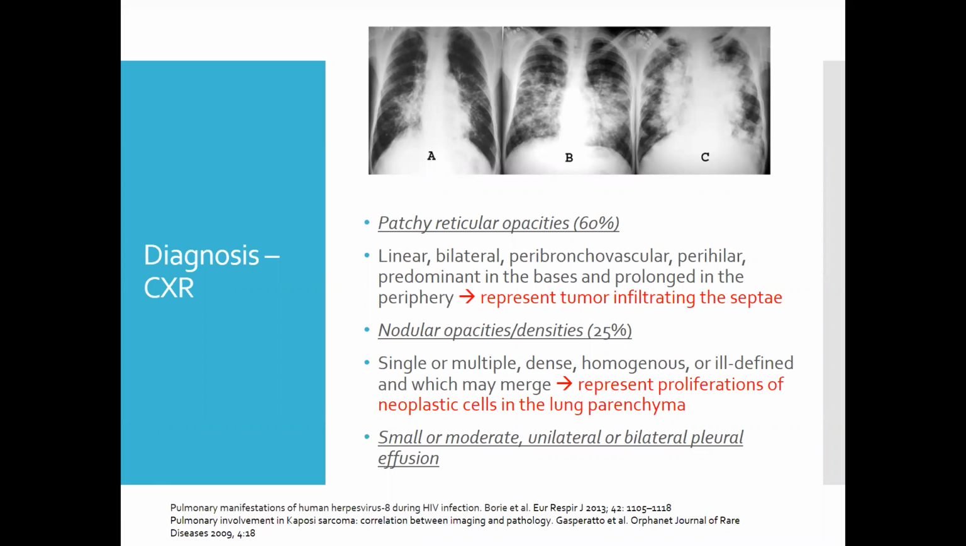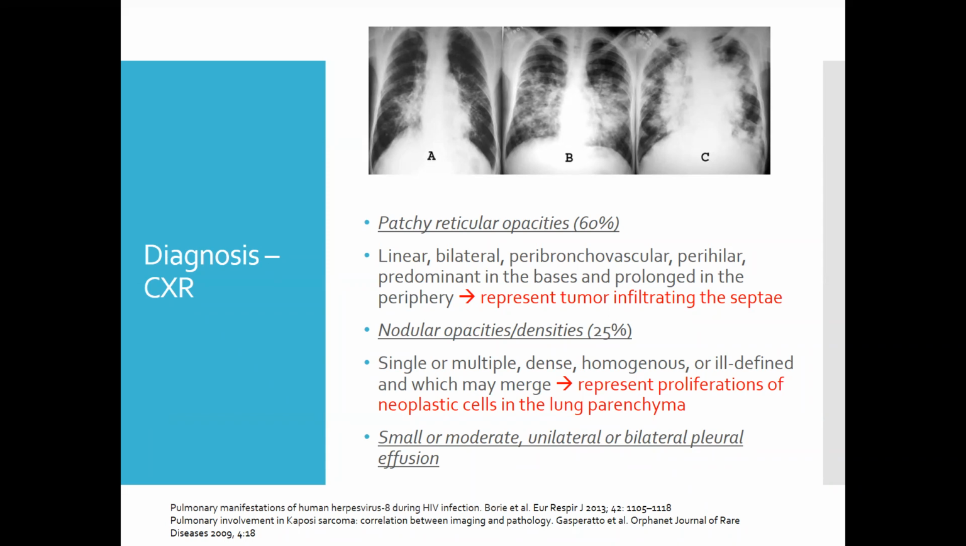A typical appearance, 60% of the time, is patchy reticular opacities, and in about 25% you have nodular opacities. The reticular opacities are usually linear, bilateral, peribronchovascular, and basilar predominant, and they actually represent the tumor infiltrating the septa. The nodular opacities, again, can be single, multiple, or diffuse.